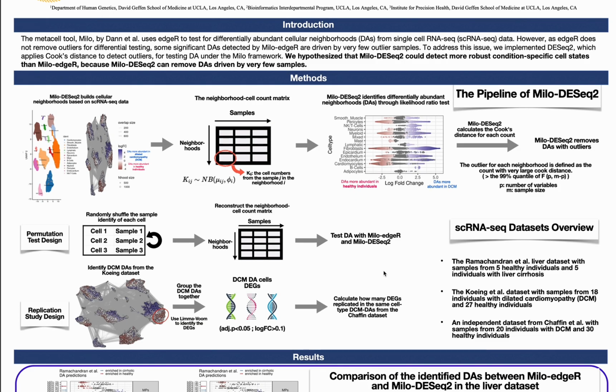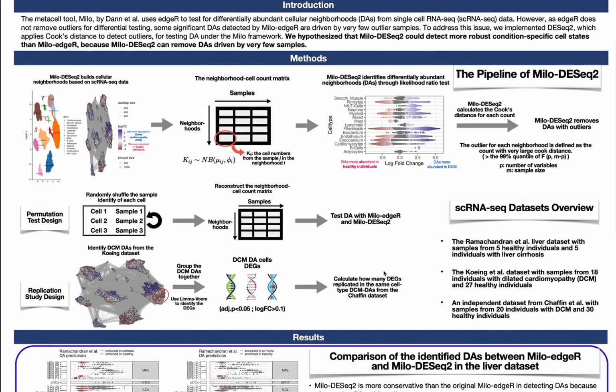For the replication analysis, we first utilized the two methods to identify the significant DCM DAs from the Cohen et al. dataset and calculated how much the differentially expressed genes from each method's significant DCM DAs replicated in the independent Chaffin et al. dataset. Our goal is to demonstrate that the condition-specific DAs detected by Milo-DESeq2 are more robust than those from Milo-HR. Next, let me go over our results.